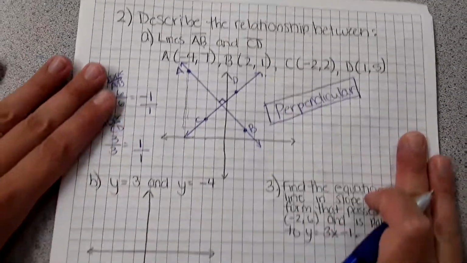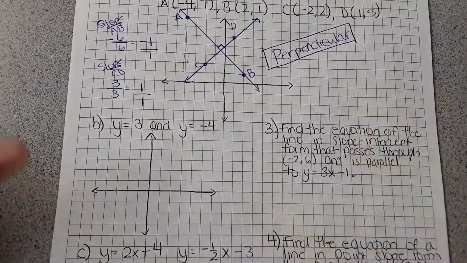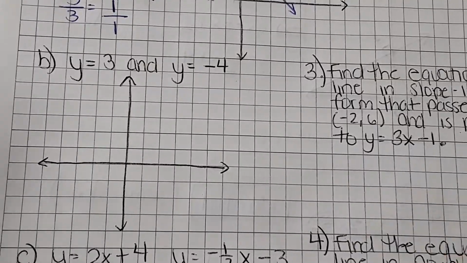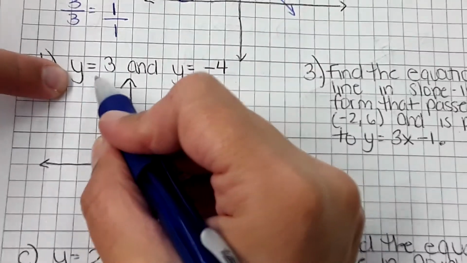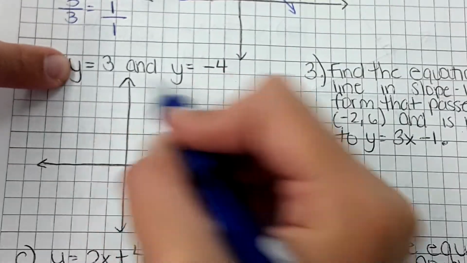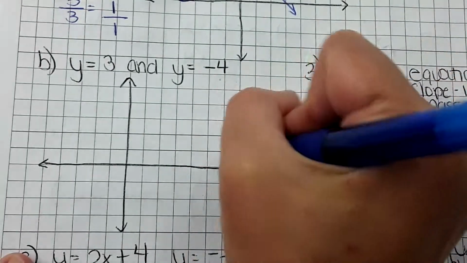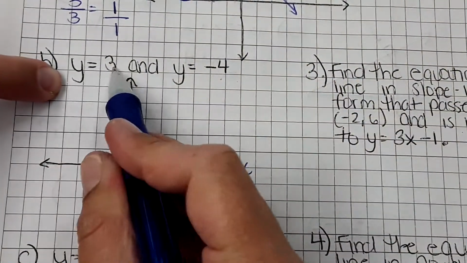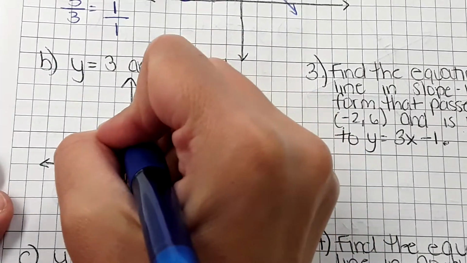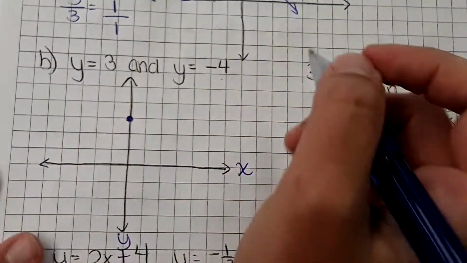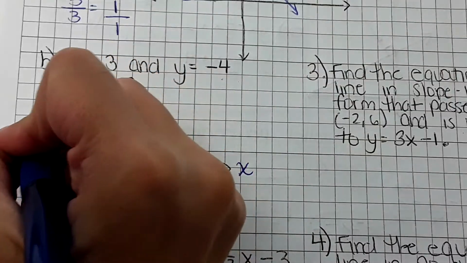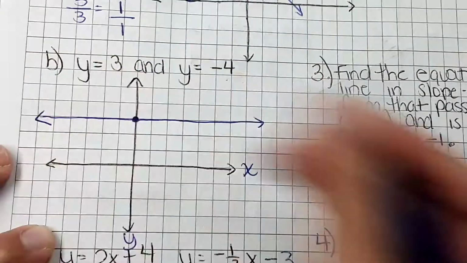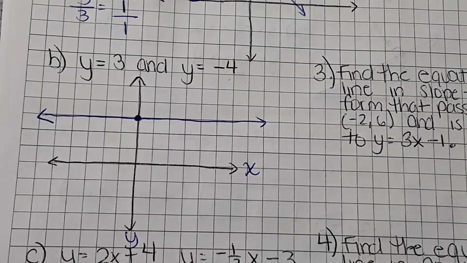Okay, next type of question, B. These are always tricky, but they're easy if you know what they're looking for. It says the equation of the first one is y equals 3 and then y equals negative 4. Remember, you have your x and your y axis. To plot this line y equals 3, you just put a point on y equals 3. And if y is forever equal to 3, then your line looks like this. It's just a horizontal line where y always equals 3.